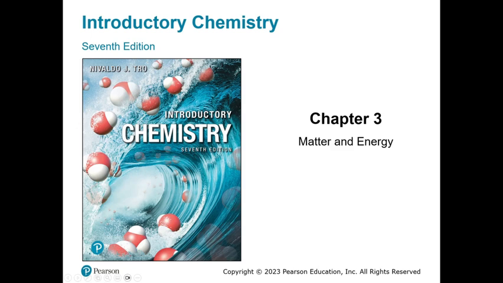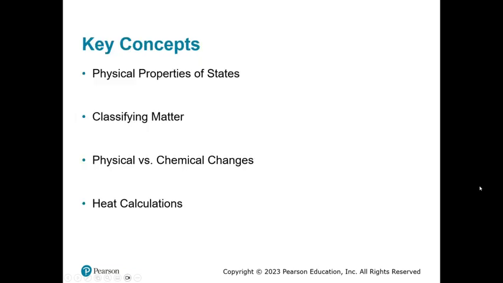So we're going to get into chapter 3. The key things I want you to focus on as we go through this is physical properties of states. So states are solids, liquids, and gases. We'll talk a little bit more about that. How we classify matter. So we can classify matter in a couple ways. Most generically, we can classify things as pure substances or not pure substances. Then we're going to have physical and chemical changes as well as the properties that kind of describe these changes.